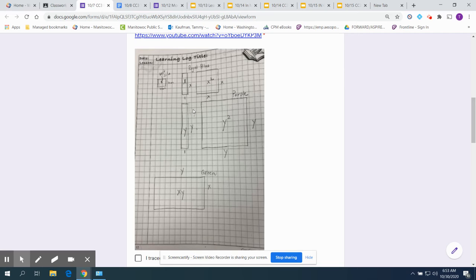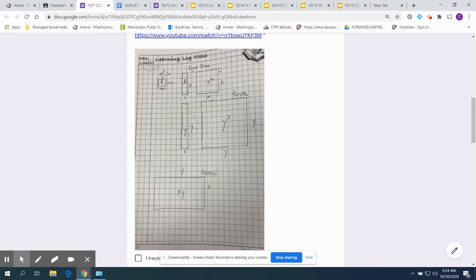And for the next assignment, you have to find the perimeter. Well, if you look at your X, remember perimeter is the distance around. So this is X, 1, X, 1. So the perimeter of this X tile would be 2X plus 2. And the reason that we're looking at perimeter is we're combining like terms. That's a way to combine like terms.